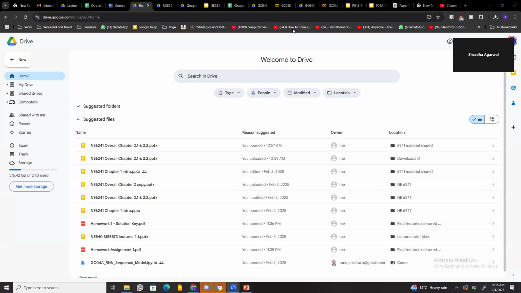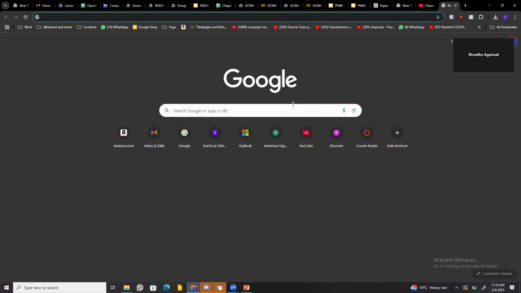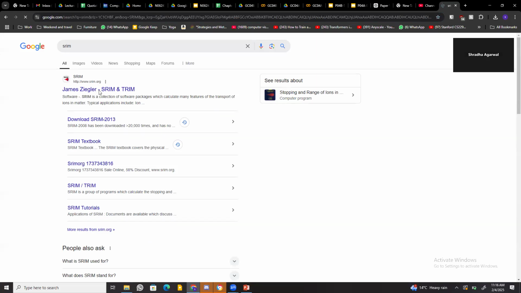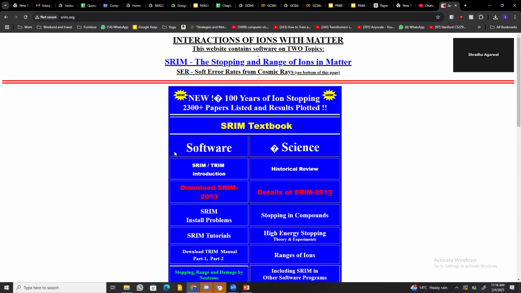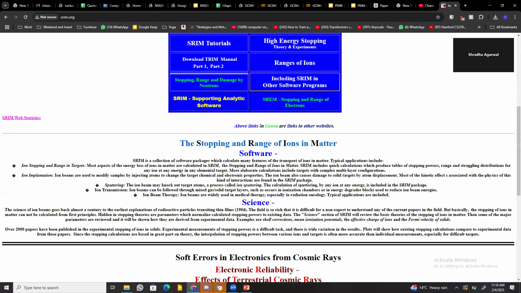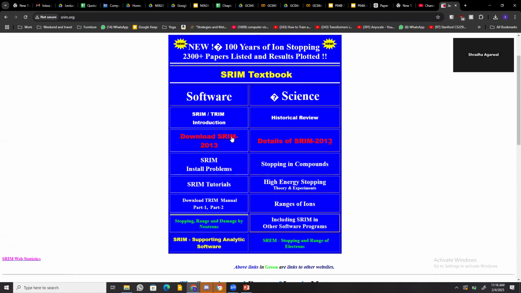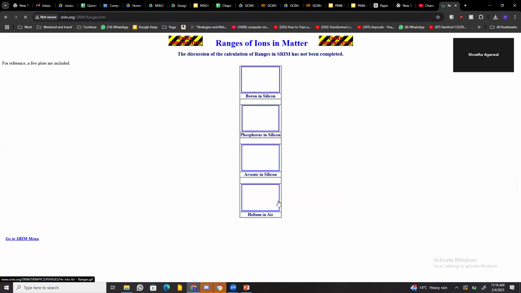So if I go here, for the people who don't know, you have to go here. This is SRIM, the software for the interaction of ions with matter. Today we are doing the theory of it. Your homework, which I will send you after the class, is to calculate your nuclear stopping power, electron energy stopping power, ranges of ion, and stuff like that.